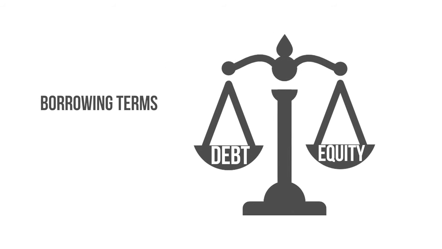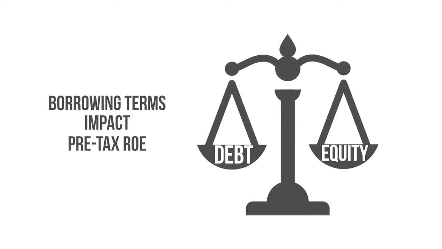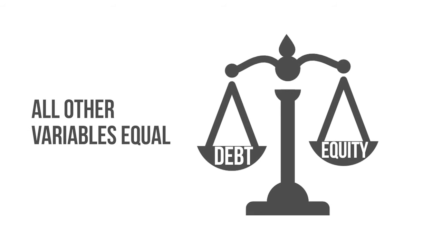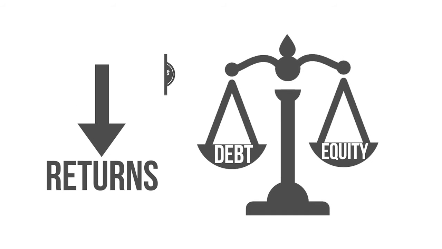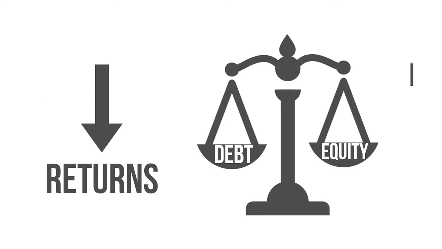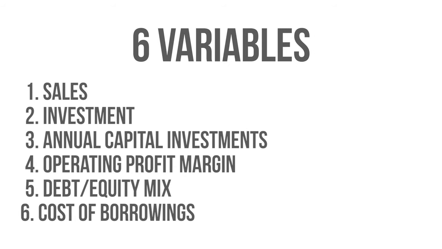It is important to note that borrowing terms will also impact current pre-tax returns on equity by changing the debt-equity mix as loans pay down. So, all other V formula variables equal, debt reduction over time is going to reduce returns because borrowings are being replaced by equity. So the last variable is the cost of those borrowings.